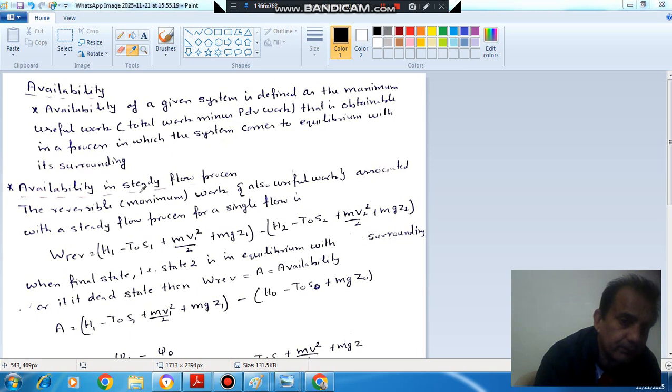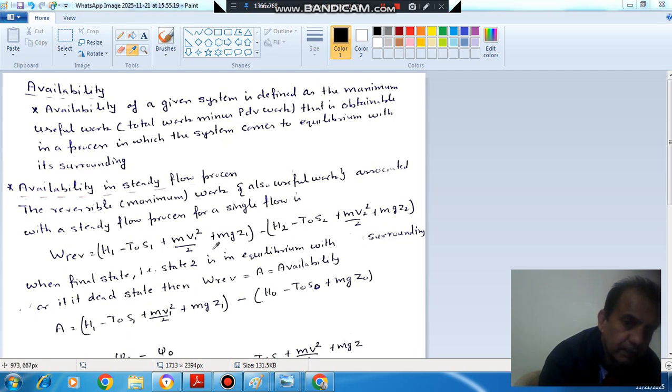So first of all, availability in steady flow system. We derived this expression for useful work or maximum work in case of steady flow system. In case of steady flow system, there is no PdV work, so the maximum work is your useful work. The expression was H1 minus T0 S1 plus m V1 square by 2 plus m g Z1, minus H2 minus T0 S2 plus m V2 square by 2 plus m g Z2.